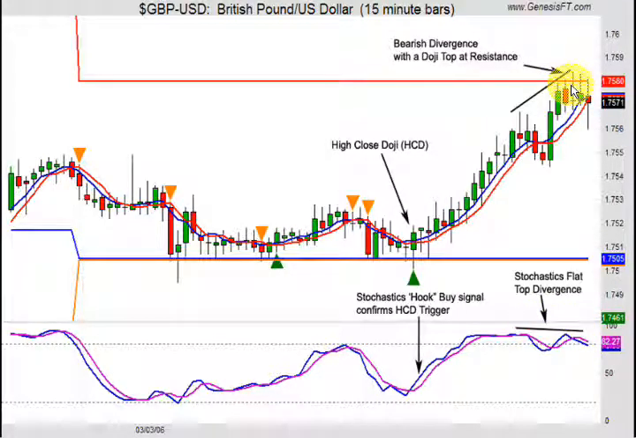But the dead giveaway, friends, is what you and I talked about before. Dojis form more often than not at pivot resistance. And so if we were going along this signal at support, we have a high close doji trigger. How would we manage that trade? We are in green mode, which means we're looking to go long, as our arrows indicate.